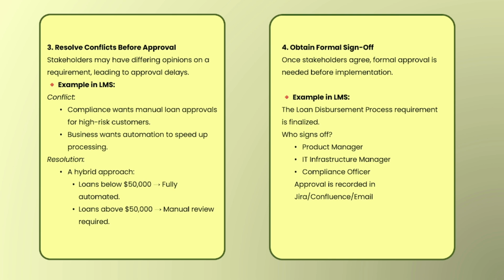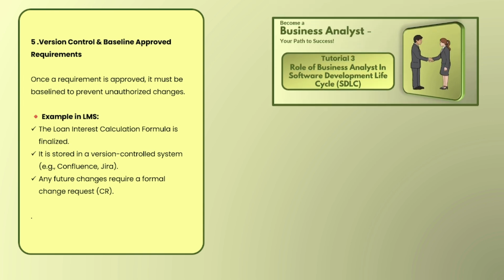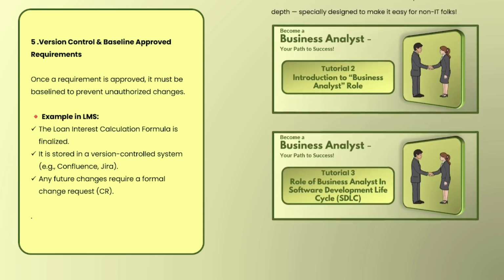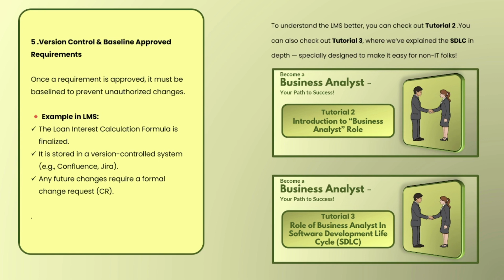And once we get all these approvals, they are recorded in various tools: Jira, Confluence, or via emails, or in Excel. We are maintaining the record, so that in the future there should be no confusion. And the last key activity involved in approving the requirement is version control and baselining the approved requirement. Once a requirement is approved, it must be baselined to prevent unauthorized changes.